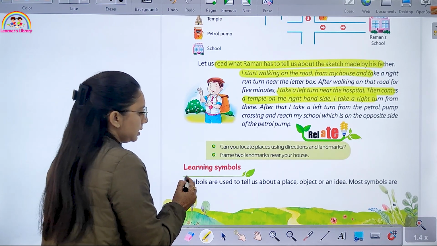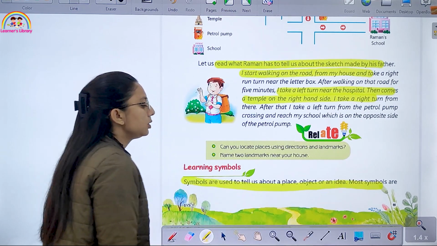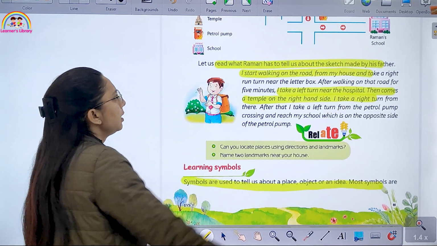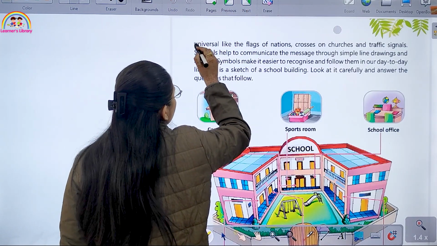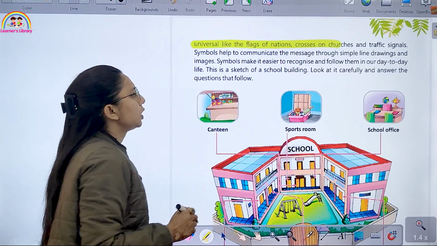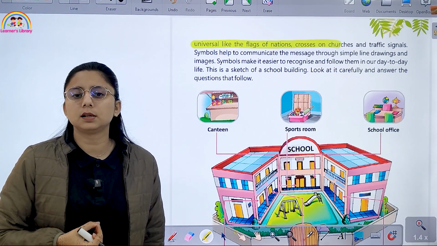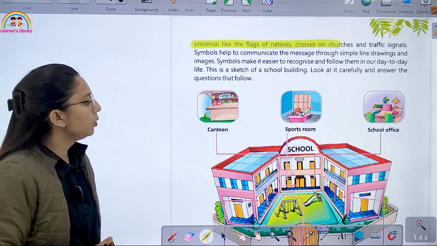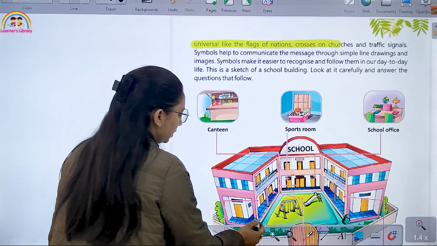Now, learning symbols. Symbols are used to tell us about a place, object or idea. Right? We have many universal symbols, like the flag of the nation, crosses of churches, and traffic signals. So for that, look at it carefully.